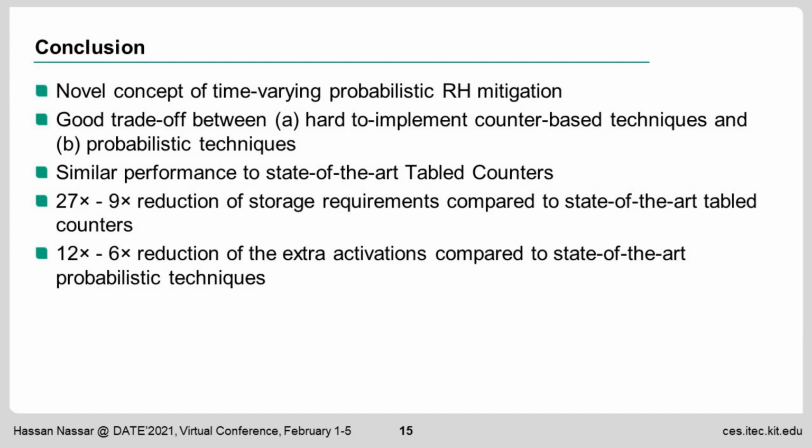Now to conclude, we introduced the novel concept of time-varying probabilistic row-hammer mitigation. We have a good trade-off between hard-to-implement counter-based techniques and probabilistic techniques. We have similar performance to the state-of-the-art tabled counters. We are able to achieve 27 times to 9 times reduction of the storage requirements compared to the state-of-the-art tabled counters and 12 times to 6 times reduction of the extra activations compared to the state-of-the-art probabilistic techniques.